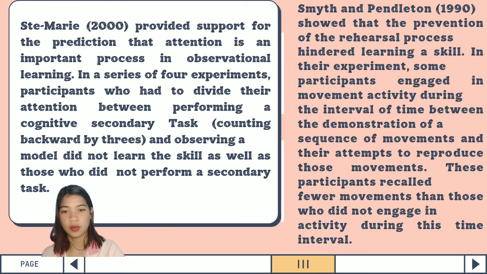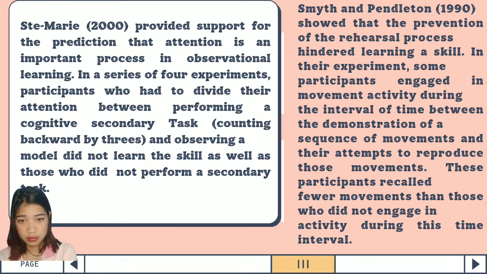In an experiment discussed in Chapter 10 by Smith and Pendleton, 1990, it showed that the prevention of the rehearsal process hindered learning a skill. In their experiment, some participants engaged in movement activity during the interval of time between the demonstration of the sequence of movements and their attempts to reproduce those movements. So these participants recalled fewer movements than those who did not engage in activity during the time interval.